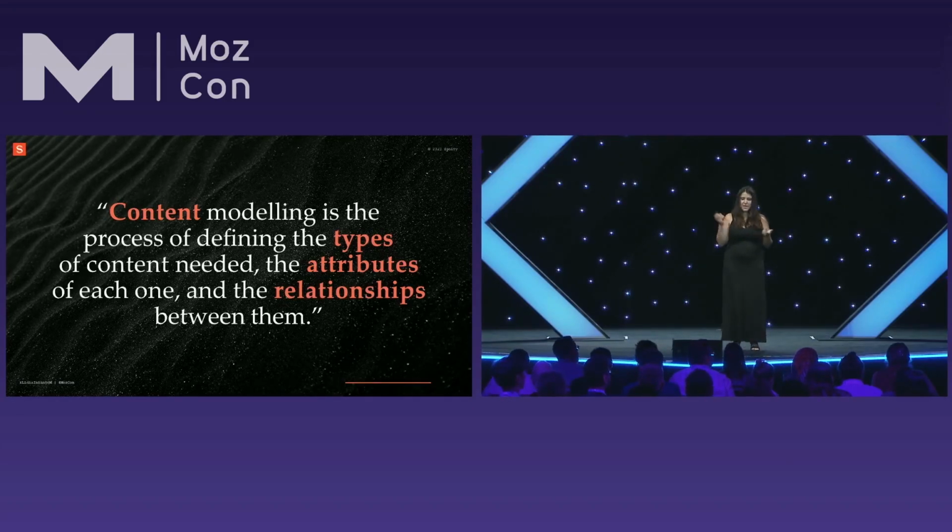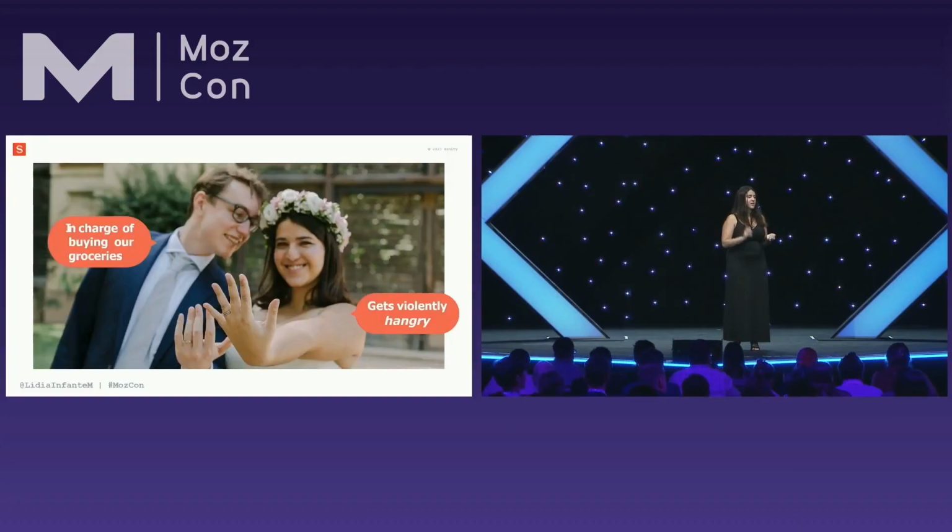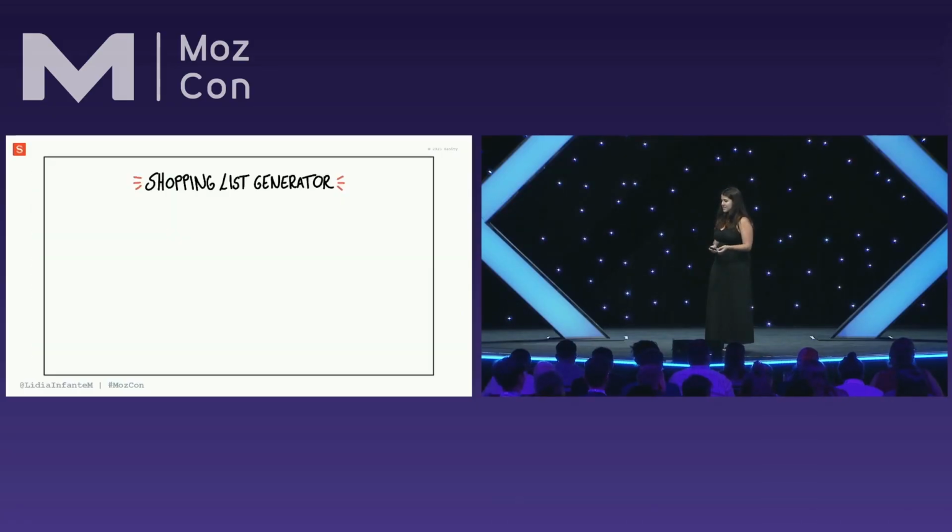So I've told you that I married a developer, right? And he is in charge of buying groceries. But if I don't get what I want, I get violently hungry. So he decided that he wanted to automate this chore of having a shopping list. We decided to build a shopping list generator. And to build this, we had to sit down, like literally in our kitchen, with a whiteboard and start content modeling.